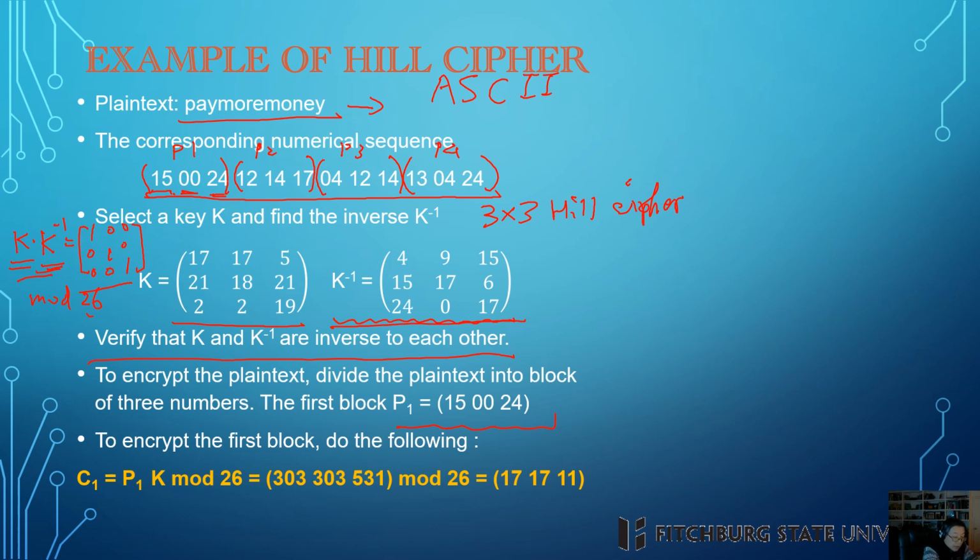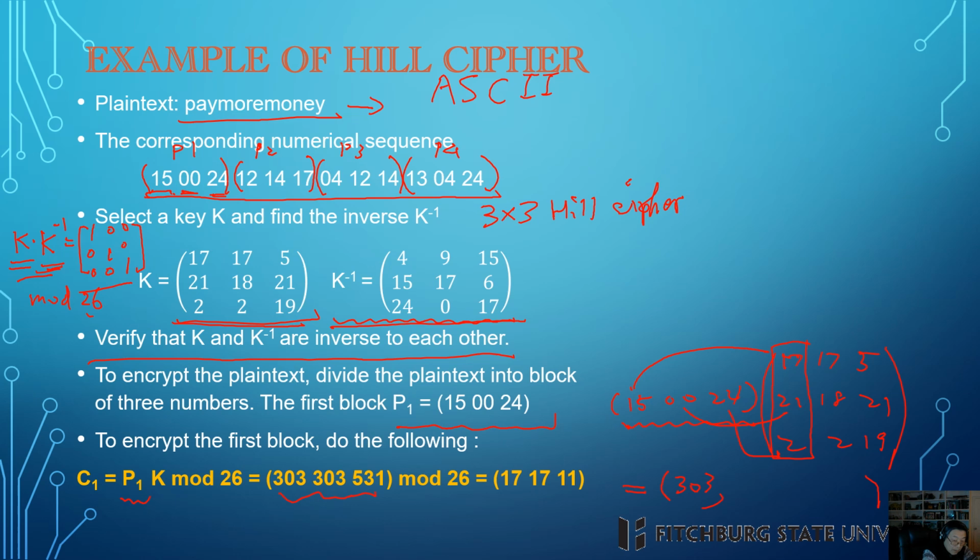To encrypt it, you multiply P1, which is 15, 0, 0, 24, by the matrix K, which is 17, 17, 5, 21, 18, 21, 2, 2, 19. The row P1 is multiplied with the first column: the first in the vector with the first in the column, the second with the second, and the third with the third. Based on the calculation, we know that the answer is 303.